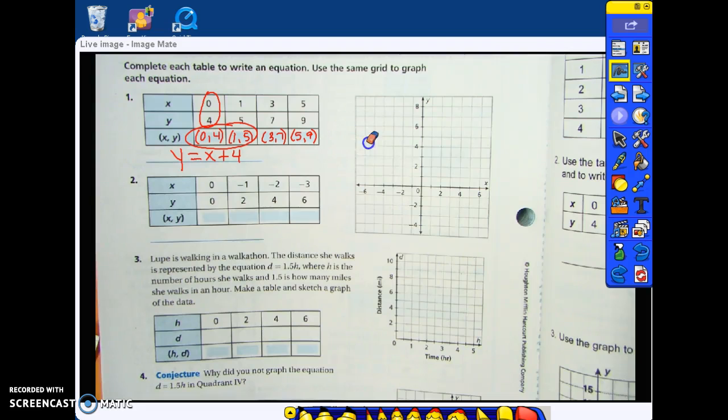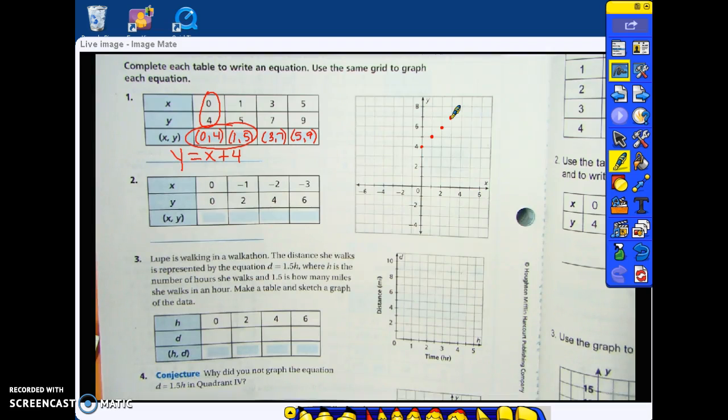When we graph this, we can graph our y-intercept at 0, 4. And we can choose to plot new points by going to 1, 5. Or we can use our slope of 1 to go up 1 and over 1. We will still get the same graph. See, we are at 3, 7. And that's the same thing as going up 1 and over 1.